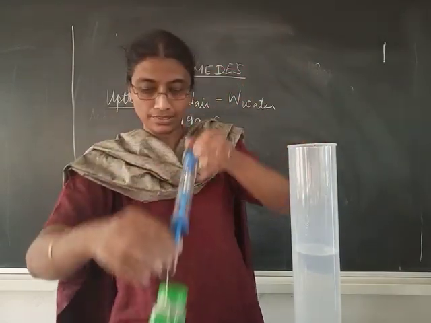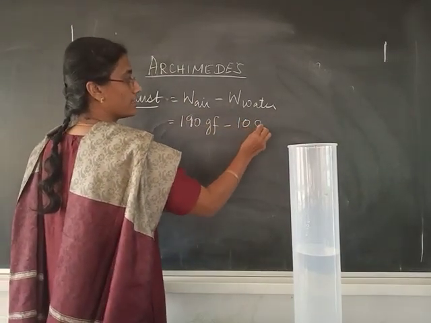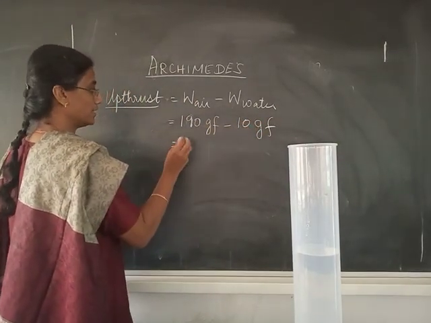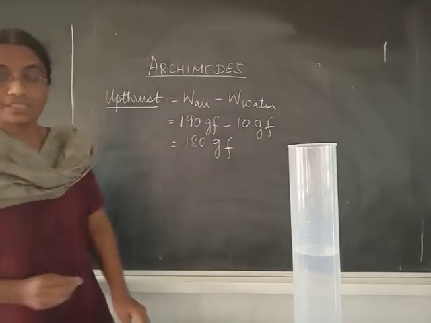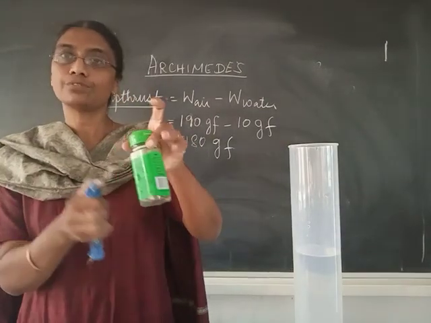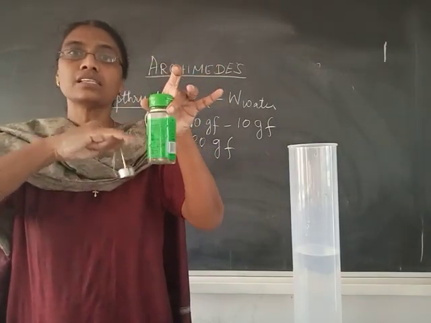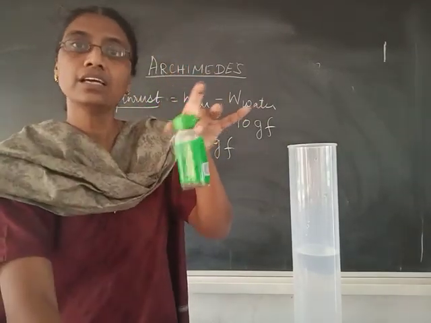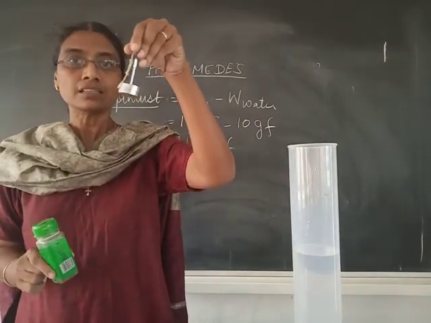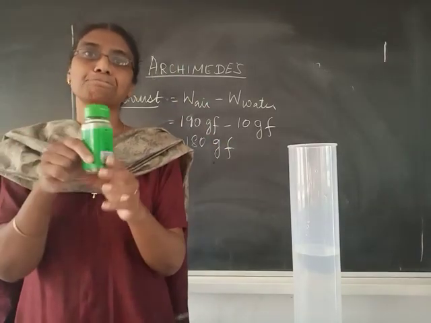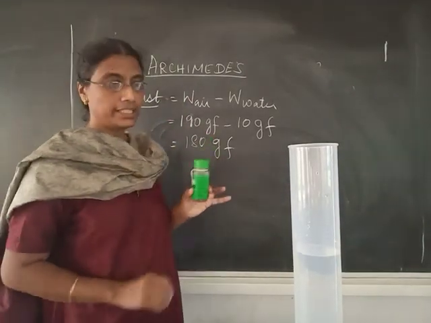So the weight in water is 10 gram force. So, 190 minus 10, 180 gram force is the upthrust. The upthrust exerted is 180 gram force. Why is it so much when compared to the earlier one? Because the volume of this body is more when compared to that. That's why its upthrust is also more. When we found upthrust earlier, it came out to be some 10 gram force or something. But here upthrust is more because the volume is more. So, 180 gram force.